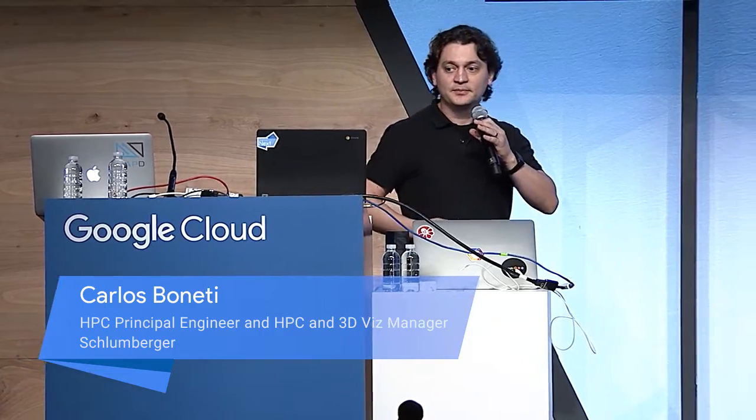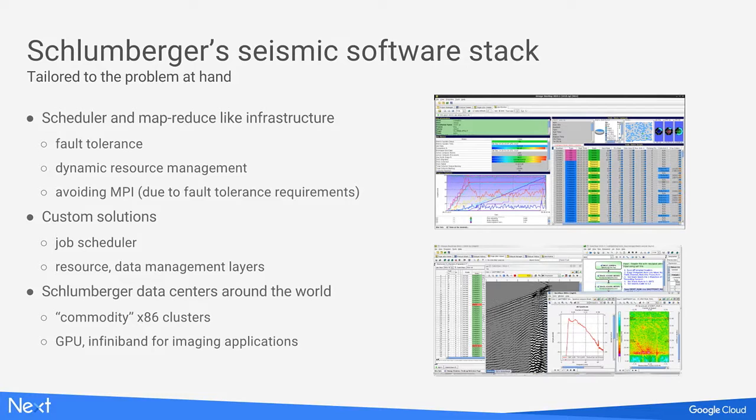Thank you, Kanai. All right, so how do we do seismic processing? We have strong requirements on dynamic resource allocation, data management, and fault tolerance. This is because of the nature of our business, the way we do processing. And because of these requirements, we try to avoid using MPI or most of the classic HPC frameworks.